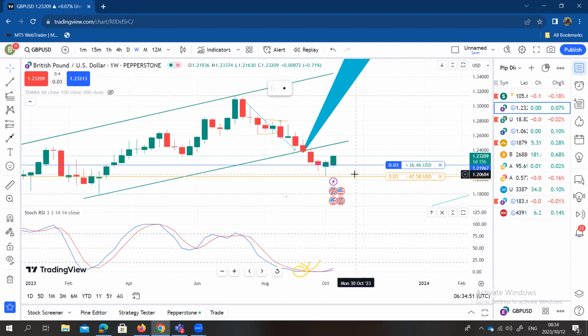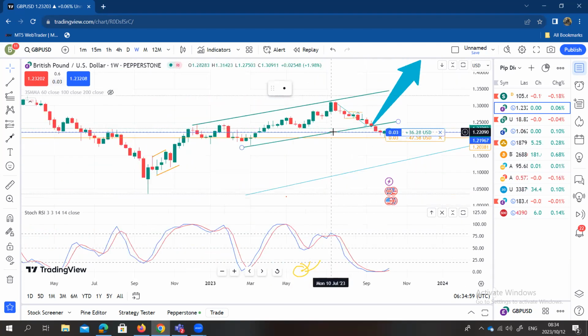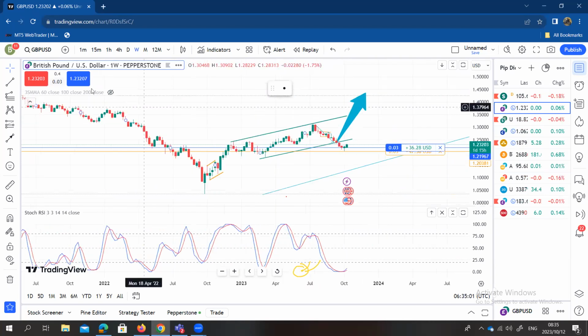The risk to reward is very nice. My stop loss was at $47. I'm already running a profit of $36. I'm expecting a minimum profit target of at least equal legs. So when the market gives me a move that is similar to this one here, around these levels, that's where I'm going to start thinking about collecting some of my profits.